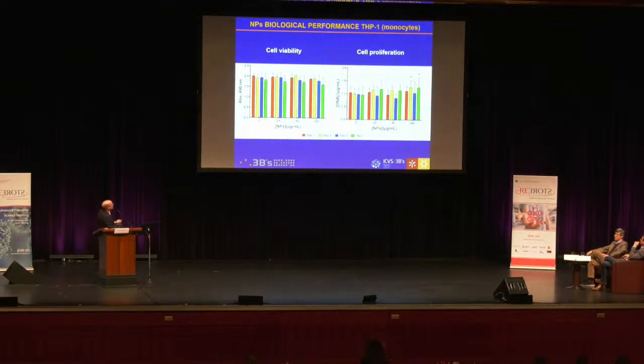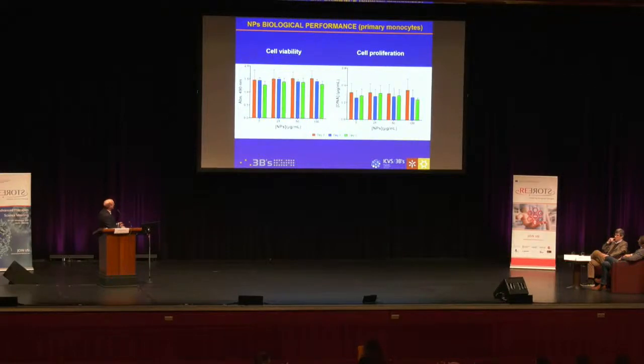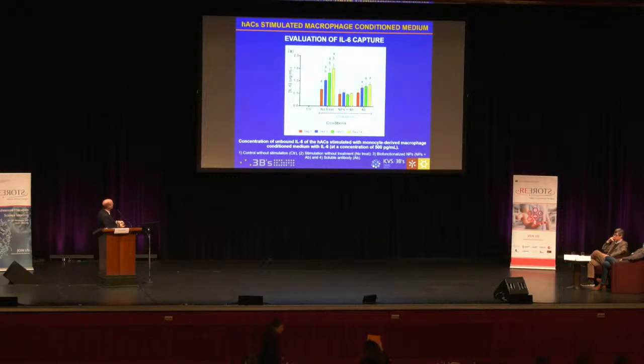One very important point is to use as well monocytes, in this case THP1, which is a cell line of monocytes. And when we expose them to different amounts of the nanoparticles, they keep having the same properties, so they don't show cytotoxicity. And when we use primary monocytes, we don't see as well any kind of cytotoxicity from the nanoparticles. Now, we want as well to show the functionality in capturing interleukin-6.